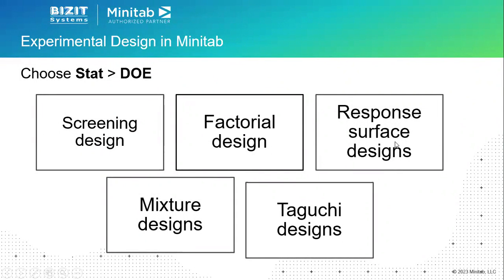After you identify that your process has curvature, something like quadratic or cubic, not a straight line, you need to go for the response surface design. Or maybe there is a special design that we call the mixture design. And then of course we also have the Taguchi.